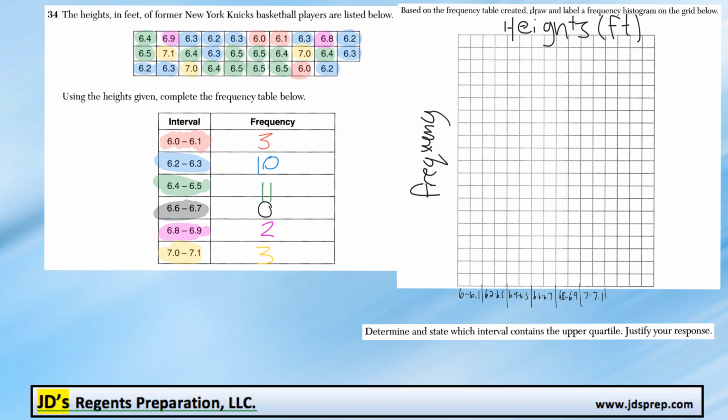All right, now to fill that in, we can see that 6.0 to 6.1 had 3, so I'm going to fill that in up to 3. 6.2 to 6.3 had 10, so 1, 2, 3, 4, 5, 6, 7, 8, 9, 10. 6.4 to 6.5 was 11, so just one more. 6.6 to 6.7 had 0. 6.8 to 6.9 had 2. And finally, 7.0 to 7.1 was 3.